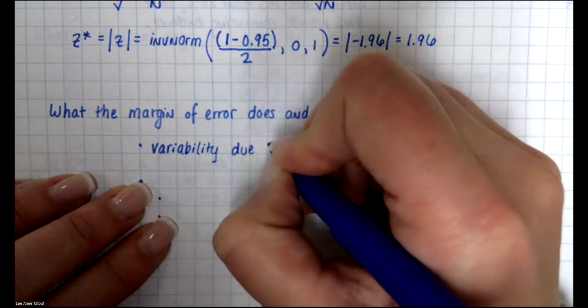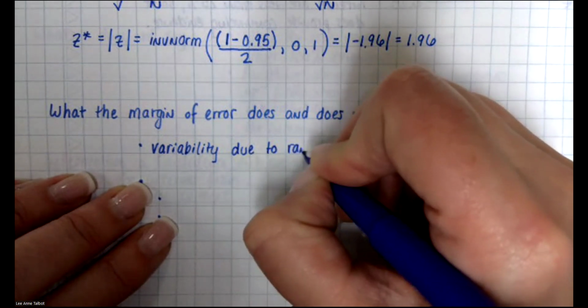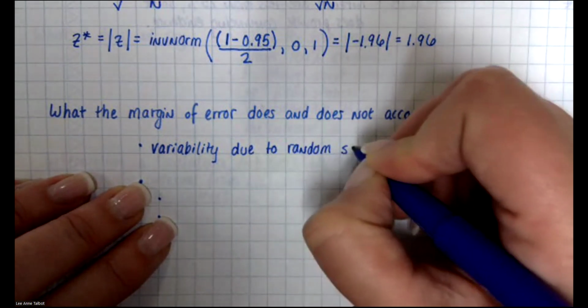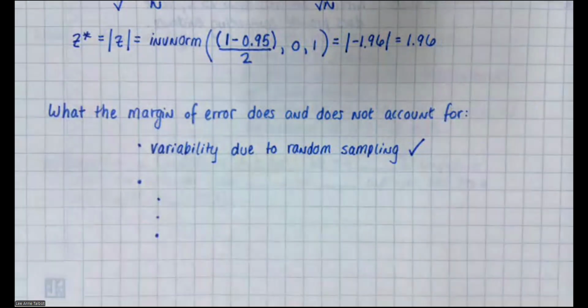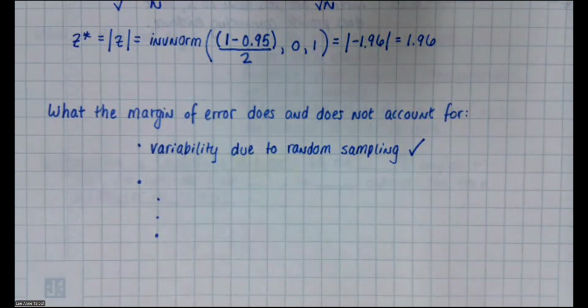Variability due to random sampling. Yes, that is the only thing margin of error does. It accounts for variability due to random sampling. You don't know if you got a weird sample, so you're being careful with your estimate.